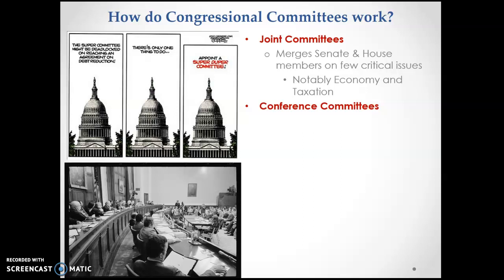Then there are conference committees, and conference committees don't exist all the time. They're brought together after a Senate bill passes and a House bill passes that are different versions of the same bill. This happens quite regularly. So let's say they're passing a bill on new civil rights legislation that the Democrats are going to be sponsoring. The Senate civil rights bill includes language that does X, Y, and Z, and the House bill includes X, Y, and Z, but also A and B.